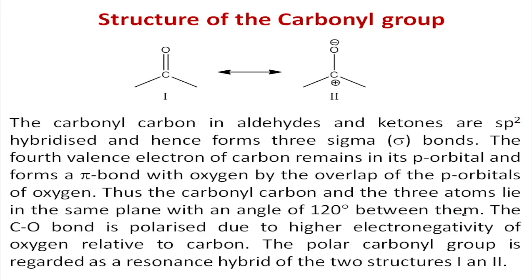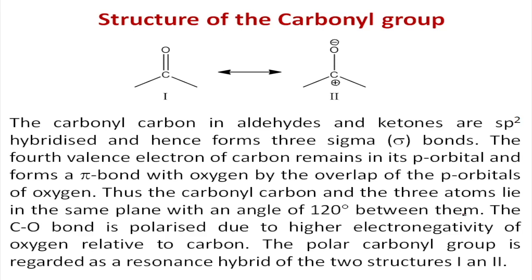Thus, the carbon and the three atoms lie in the same plane with an angle of 120 degrees between them. The C=O is polarized due to higher electronegativity of oxygen relative to carbon. The polar carbonyl group is regarded as a resonance hybrid of the two structures 1 and 2.